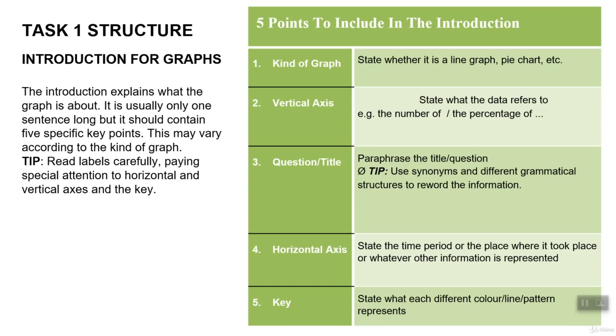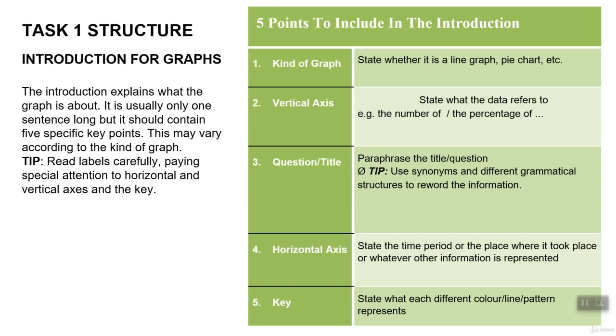Number 2 is the vertical axis, the information on the vertical axis. This could be the number of, the population of, the percentage of. Number 3, the question. We paraphrase the title or the question at the top of the page. In other words, try to use slightly different words from what it says.